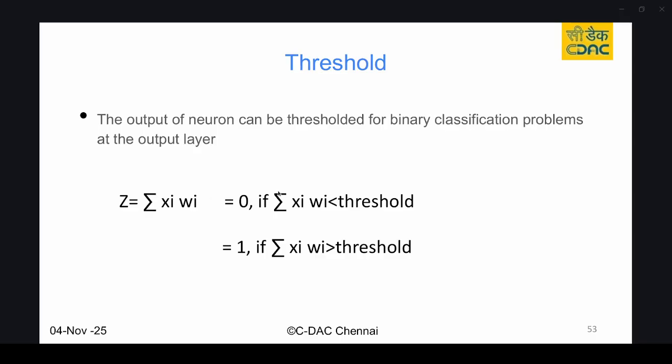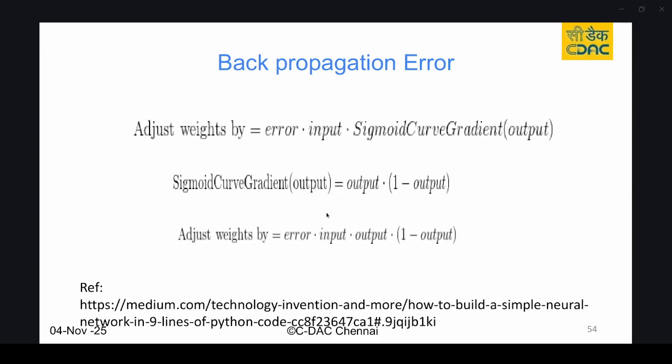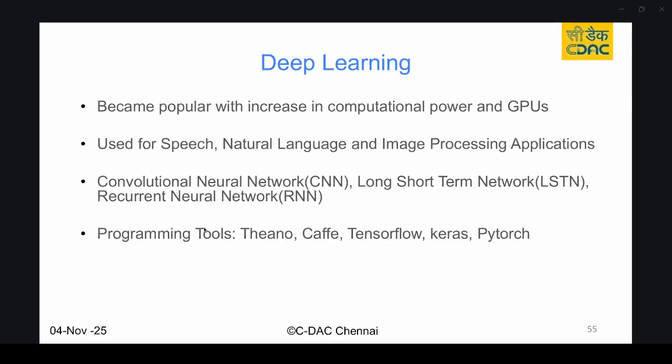If the output value is greater than 10, then it is normal. If it is less than 10, then it is abnormal. So something like that you can design your neural network. And for a simple neural network, there is a derivation by which it is proved that we should adjust the weights by error into input into output into 1 minus output. I'm not going into that derivation part.